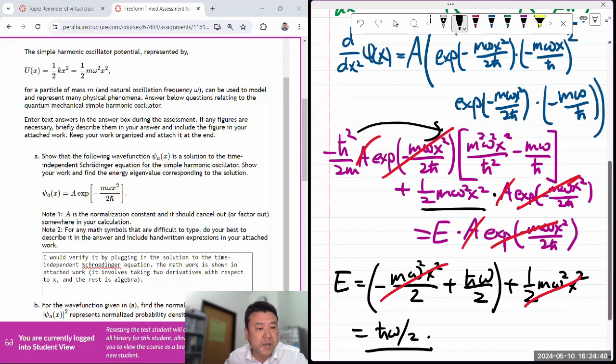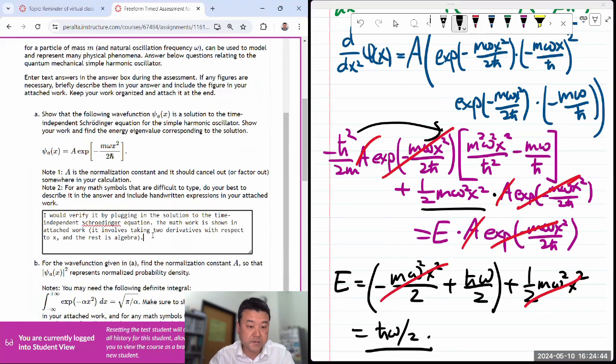Oh, this must be the ground state. Did I already say it's the ground state? Yeah, so it's the ground state. So energy is equal to h bar times omega over 2. This must be the ground state.